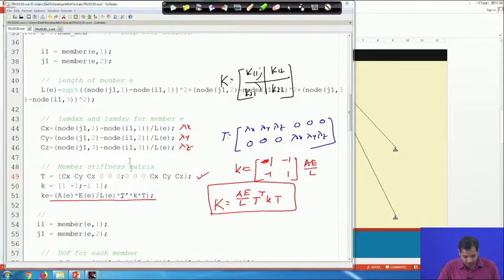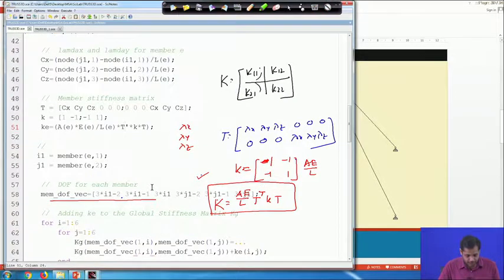Okay. Now, once we have the member stiffness matrix, we know the connectivity of the member and we also know the definition of the different degrees of freedom. So, we know which degrees of freedom a particular element in the member stiffness matrix corresponds to, right.